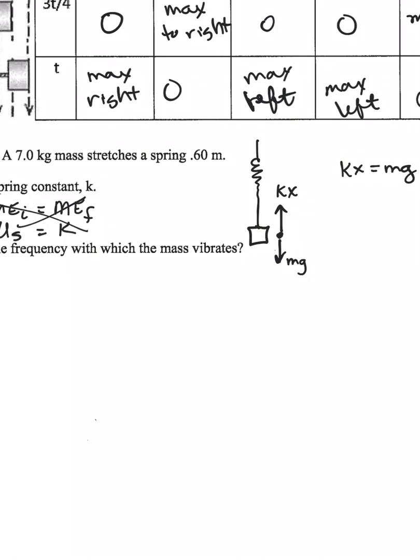Do I have m? Do I have g? Do I have x? And I've got k. So k is mg divided by x, which is the mass, 7, times 10, divided by 0.6. That gives me a spring constant of what? 116.7.